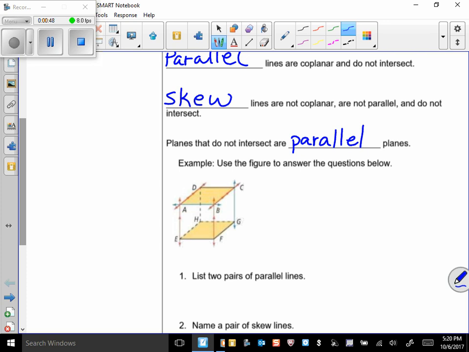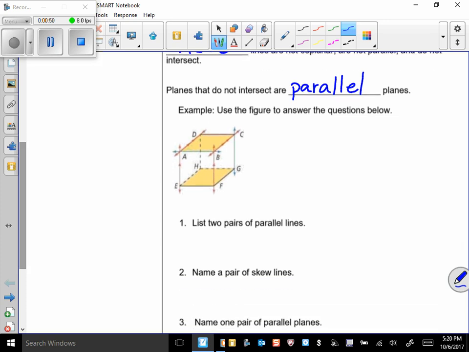So let's look at this figure and assume that all these surfaces are actually planes, even though it looks like a cube. It says use the figure to answer the questions. Number 1, list 2 pairs of parallel lines. Oh, I'm sorry, number 1 says lines.